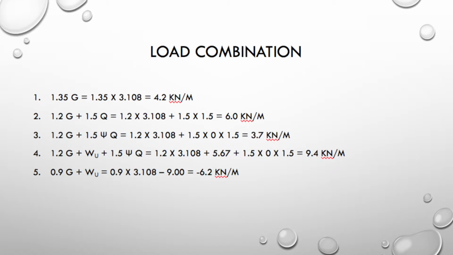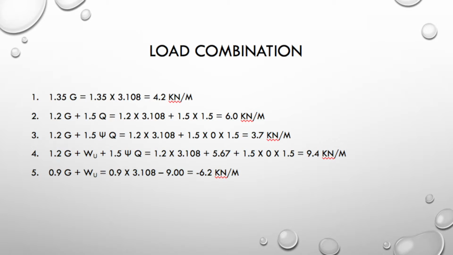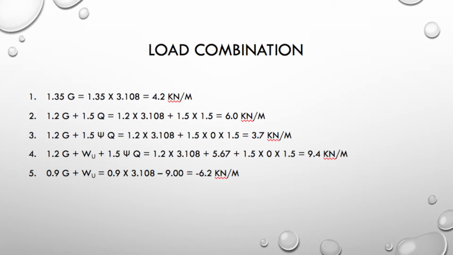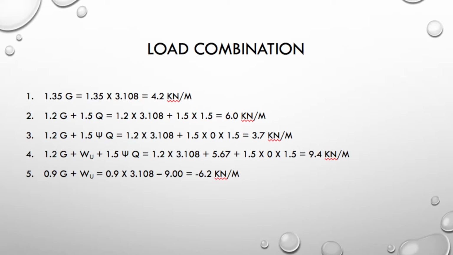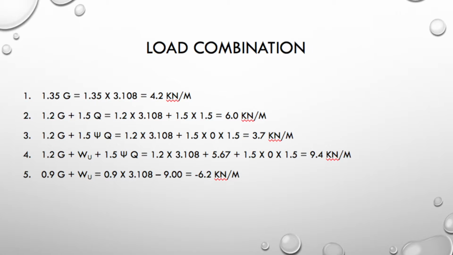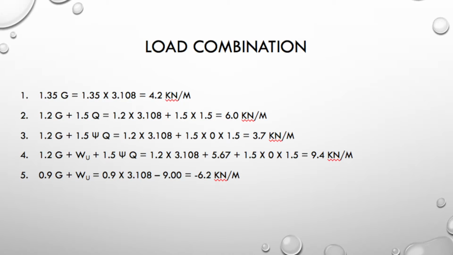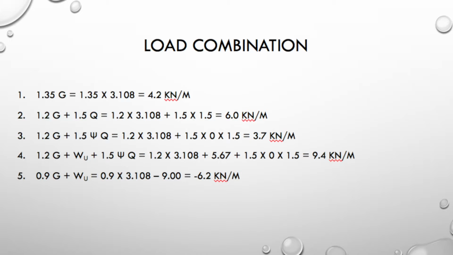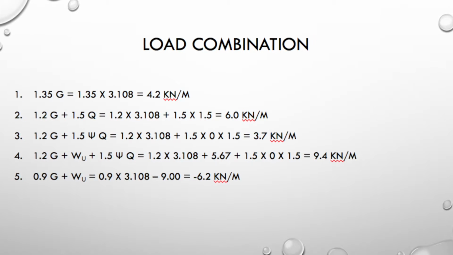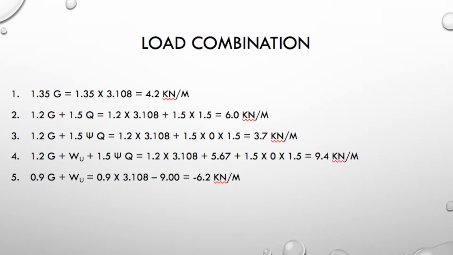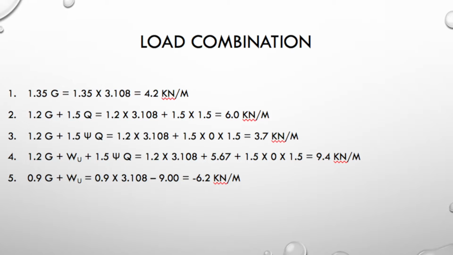The next step is to determine the most adverse uniform distributed load combination. Then, we need to determine the moment using the loads. This is done using the following equation. Moment equals W times length squared over 8. From this, we use the capacity tables to select an appropriate rafter for the shed.